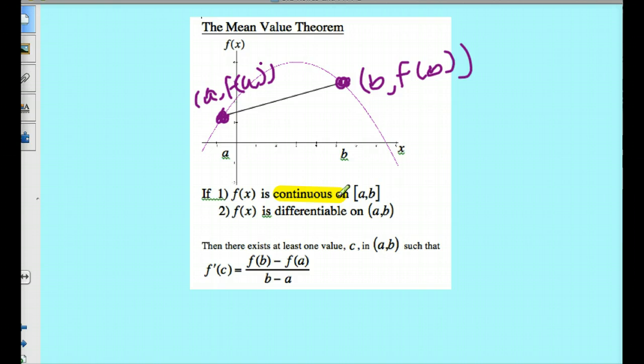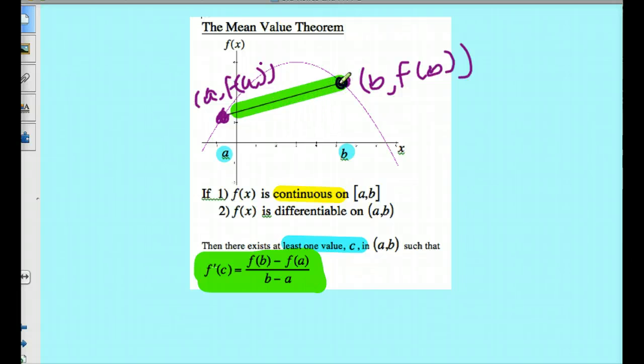So if I take a look at this function, it says if these two things are true, then there has to be at least one x value in between A and B such that this function right here is true. The derivative, f prime of c, is equal to the slope between these 2 points here. So what we're going to do is find out our f of b, our f of a, and then plug it into the slope formula.